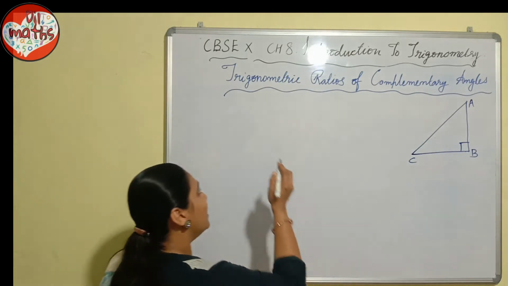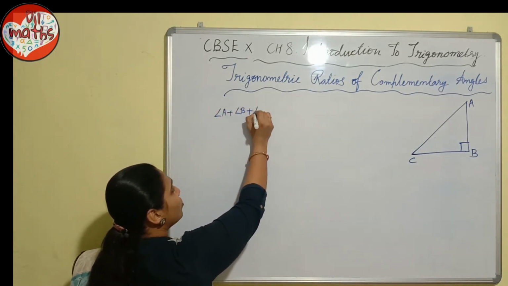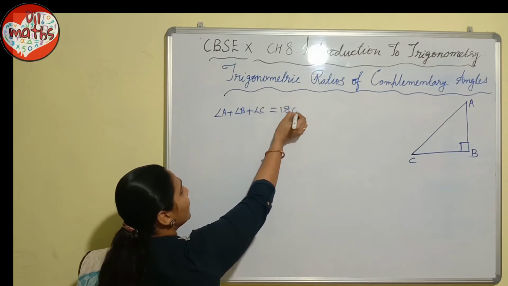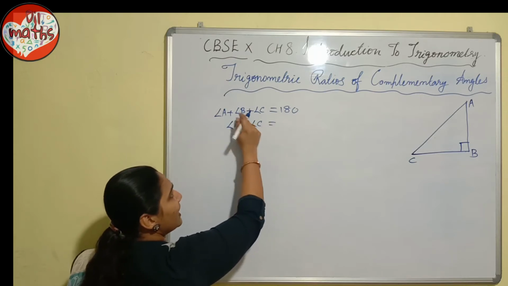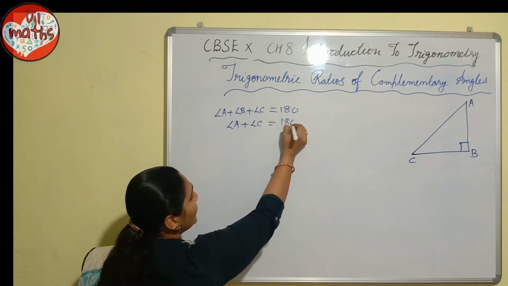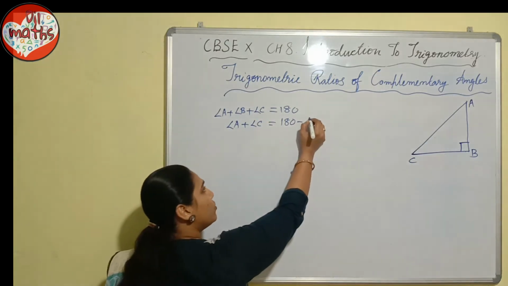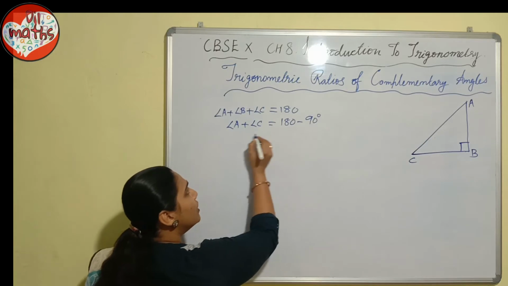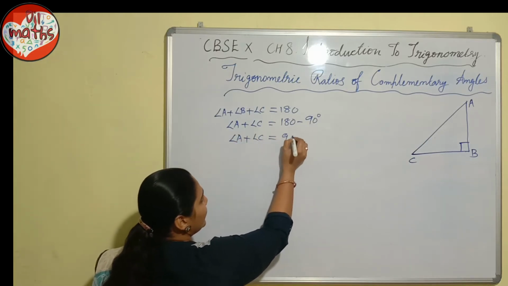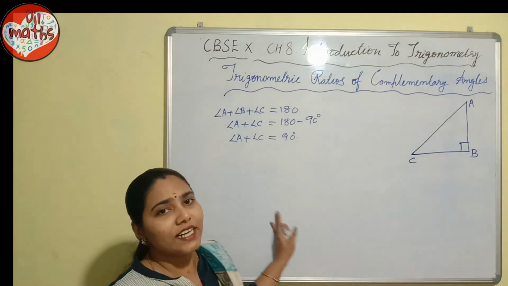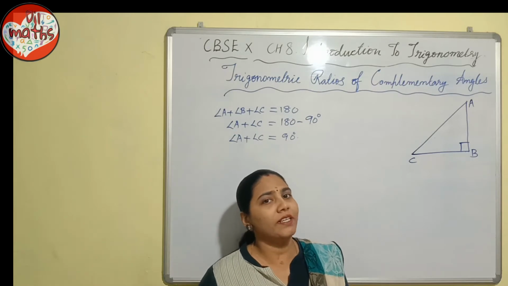How can we prove that? We know that angle A plus angle B plus angle C is equal to 180 degrees, isn't it? In that, B is equal to 90 degrees, so A plus angle C is equal to, if you take B to that side, 180 minus angle B. Angle B is 90 degrees, so substituting, 180 minus 90 degrees is equal to 90 degrees. That means angle A plus angle C is equal to 90 degrees. So in a right triangle the other two angles always form complementary angles.